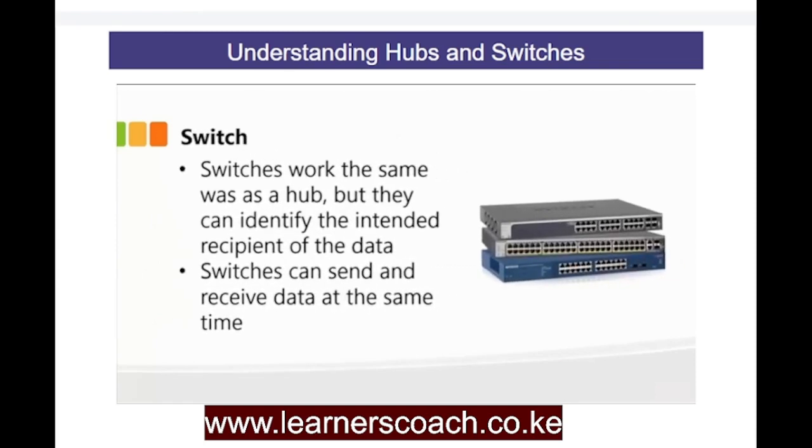So once we understand what a hub is, it simply broadcasts all the data that it receives to all the nodes on the network. A switch works the same way as a hub, but it can identify the intended recipient of the data. So once the message is received by the switch, it takes a look at, for example, the MAC address, and then only routes or sends the data to that particular computer. Very, very efficient. And switches can send and receive data at the same time. So they are very, very fast, but yet a little bit more expensive than the actual hubs.